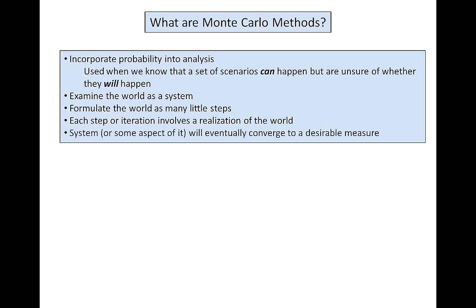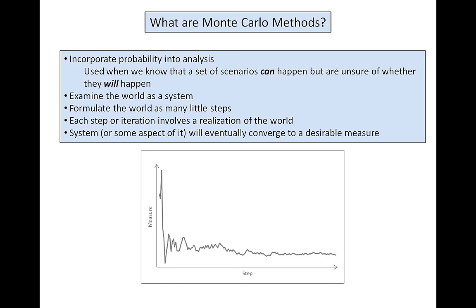Eventually, what we expect is that the system will converge to a desirable measure, or something that we're actually looking for, something that we can usefully analyze. And this is sort of a picture of what we're talking about: our measure, or what we're interested in, fluctuates over time, but what we expect is that as each step, or each iteration, realization of the world, eventually it will converge to some useful measure that we can analyze.